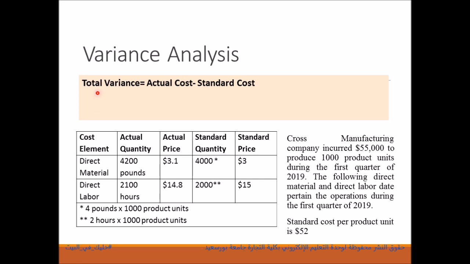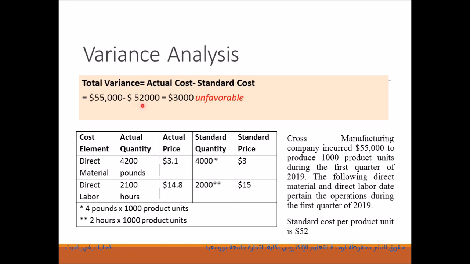Total variance can be obtained by subtracting standard cost from actual cost. Actual cost incurred to produce the 1,000 product units is $55,000. It is mentioned in the given information that $55,000 are incurred to produce the 1,000 product units. We need to subtract standard cost from this amount to obtain the total variance. Standard cost is $52,000. How can we obtain this figure?